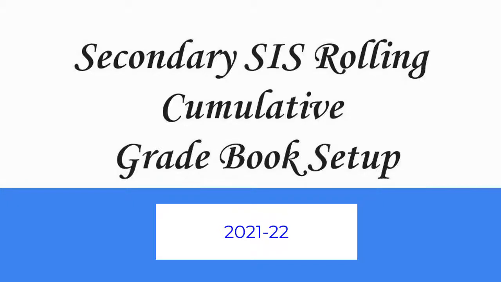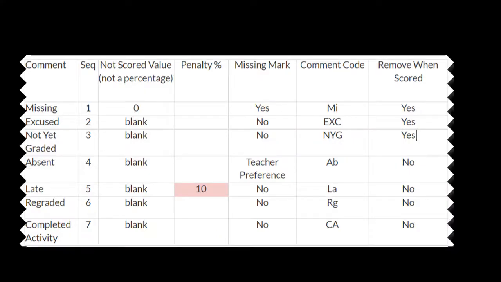In this video, we are going to look at setting up comment codes. Robinson has 7 comment codes that are approved for use. Please notice for the 21-22 school year, there's a new comment code, number 6, regraded, and the letter abbreviation for it is RG.